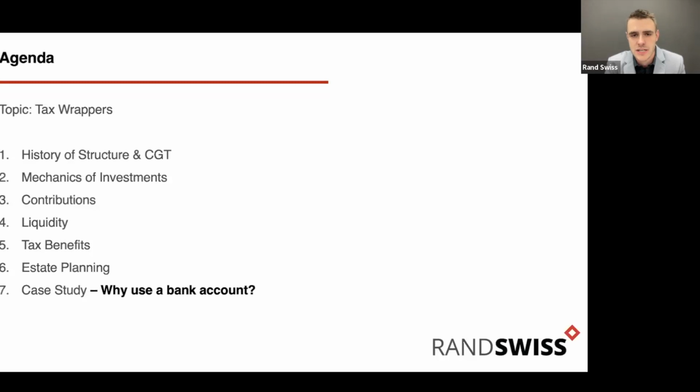So just in terms of the agenda, we're going to unpack a little bit of a history of the structure, a little bit of a history around how there's been quite an increase in capital gains tax over the years. We're also going to unpack a little bit of the mechanics around the investments, touching on the contributions, the liquidity, the tax benefits, and the estate planning side of things. And then we're going to finish off with a case study where we look at a real life example on why use a bank account when you could be using this structure to help reduce your tax bill for the next financial year and financial years forward looking.